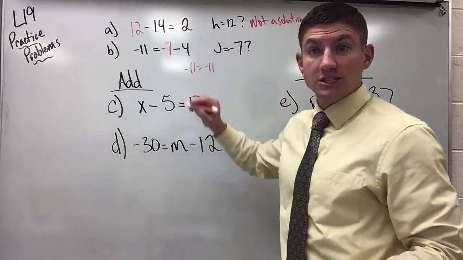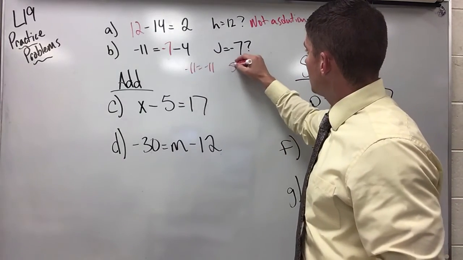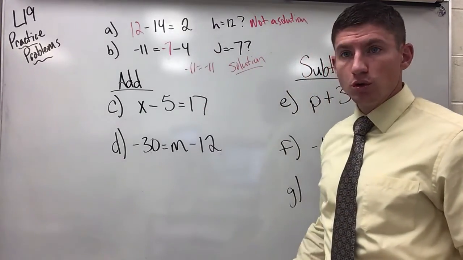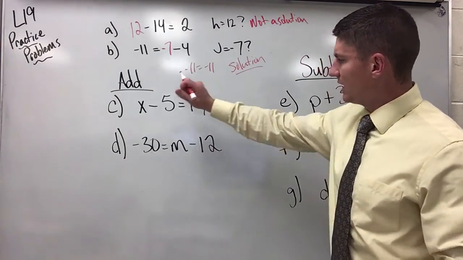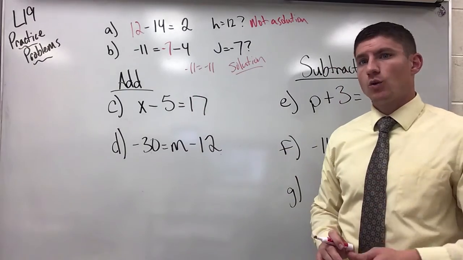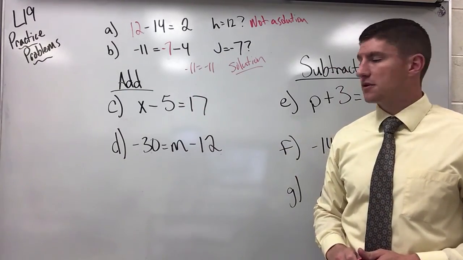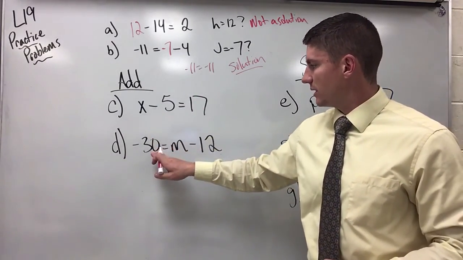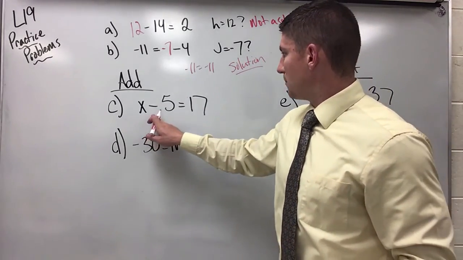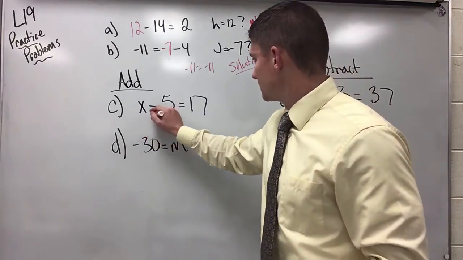Anytime I have it where it's equal, it's going to be considered a solution because we want it to be a true solution. In letters C and D, it asks us to add to solve a one-step equation because you see in both of those equations you've got a subtraction symbol. Anytime you have a subtraction symbol, you do the opposite. So x minus 5, the opposite of minus 5 is plus 5.